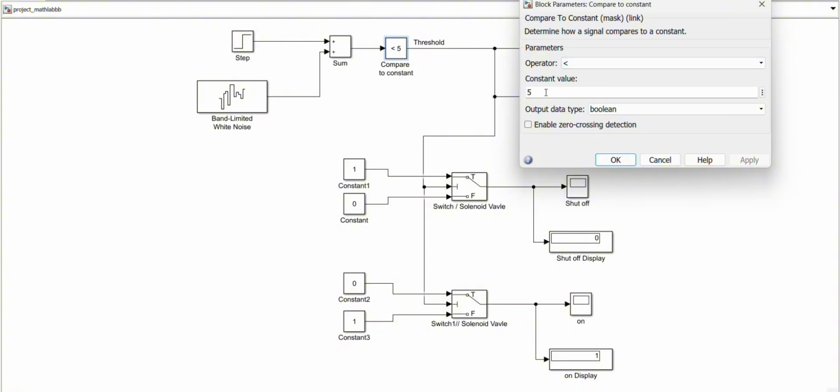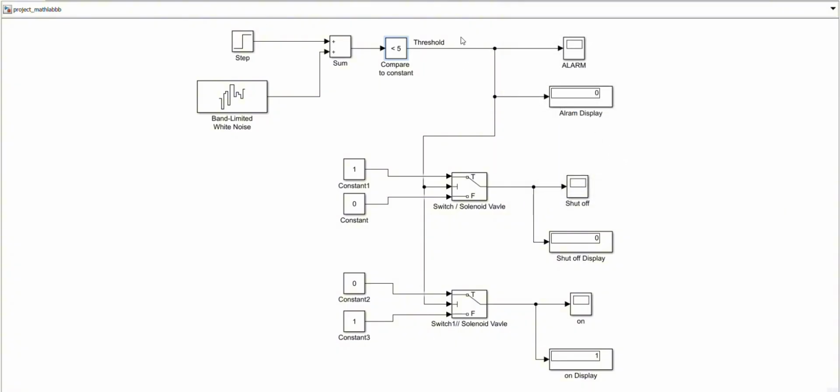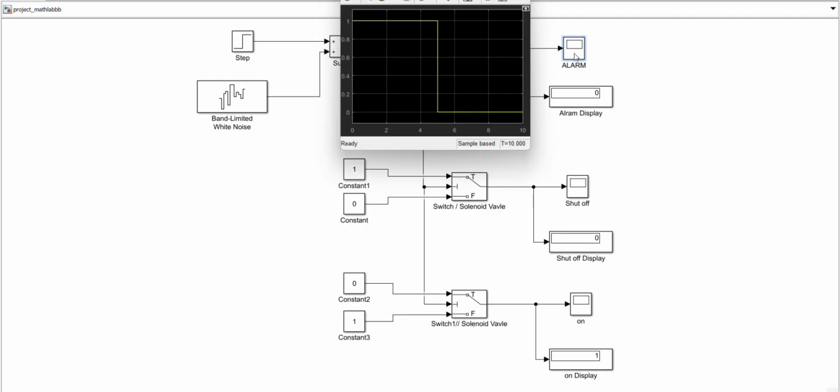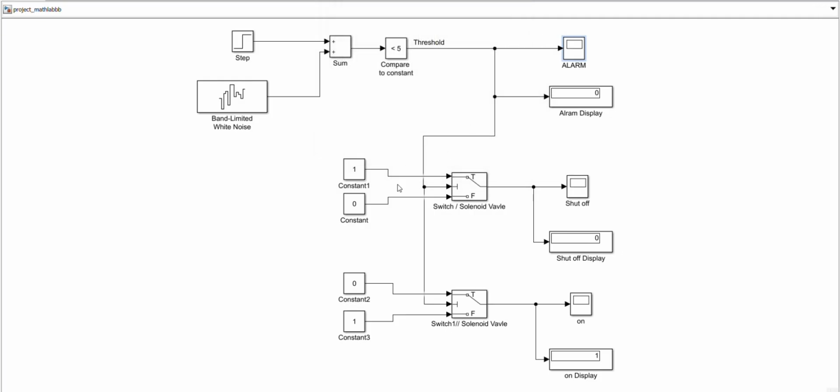If the value is less than 5, the output is 0, which means the alarm is off. In this case, the first switch selects constant 1. Constant 1 means on, so the valve stays open. At the same time, the second switch selects constant 0. This means the shut-off is not active, so normal operation continues.